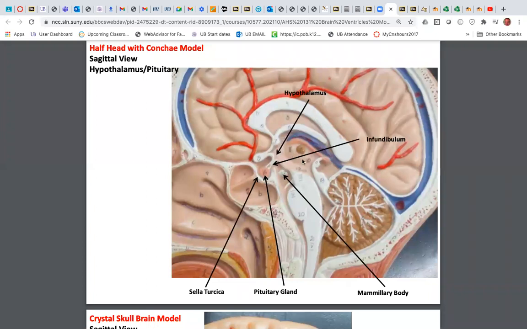So thalamus, hypothalamus, infundibulum, and pituitary gland. The pituitary gland sits in this cavity, this fossa, called the hypophyseal fossa, aka sella turcica, the Turkish saddle that you learned when we did osteology. We wanted you to know that because it is an important structure. It is where the pituitary gland sits in.